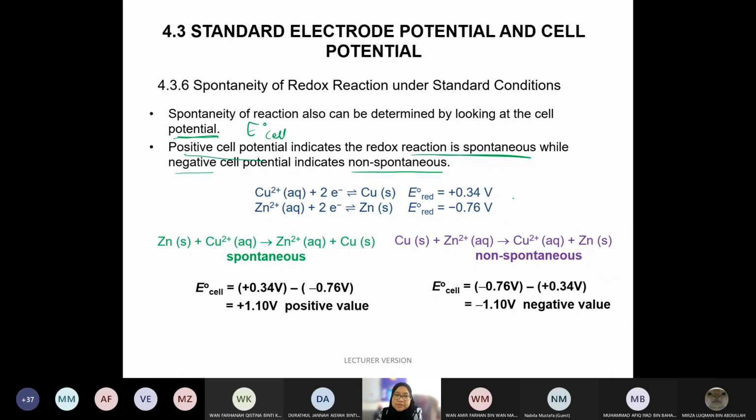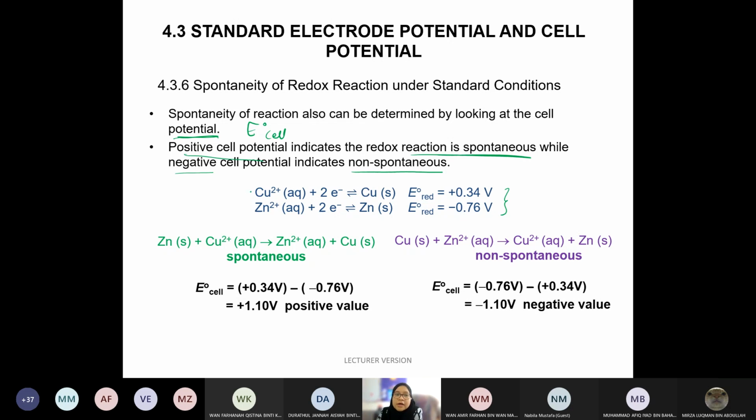Okay, so example. These are the two SRP values given to us. So how do we get a spontaneous reaction? When we follow the condition: the more positive the value, that one will undergo reduction; the more negative the value will tend to undergo oxidation. If we follow that, it will be spontaneous. If it does not follow that, it happens the other way around, and it will become non-spontaneous.